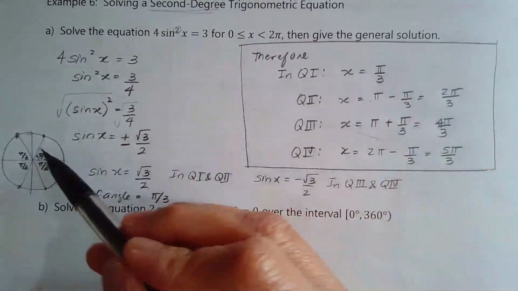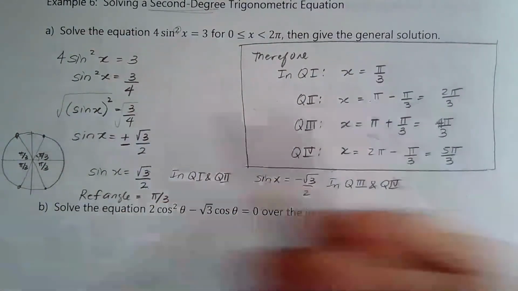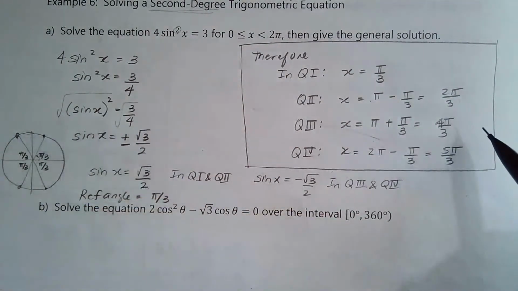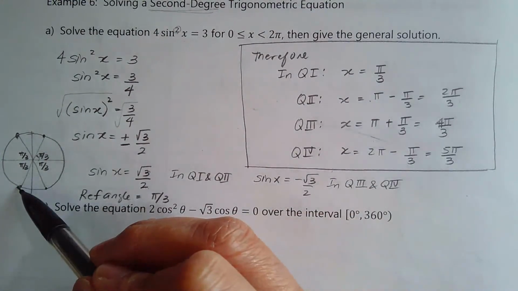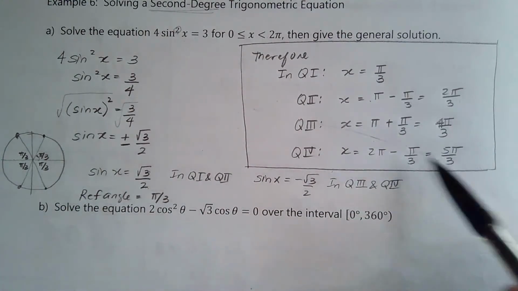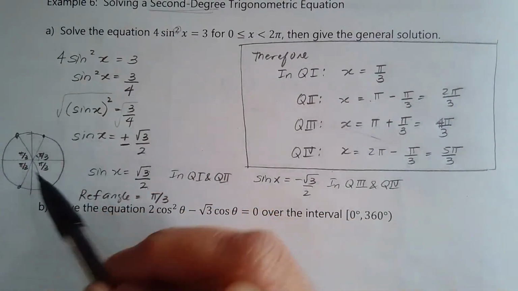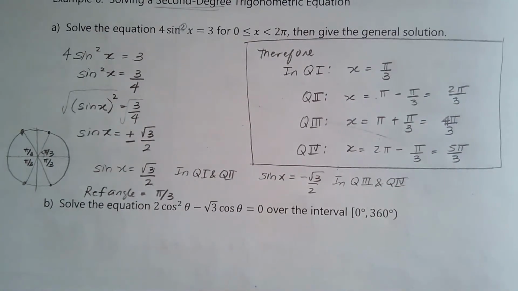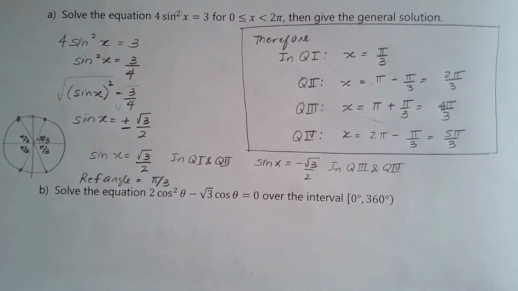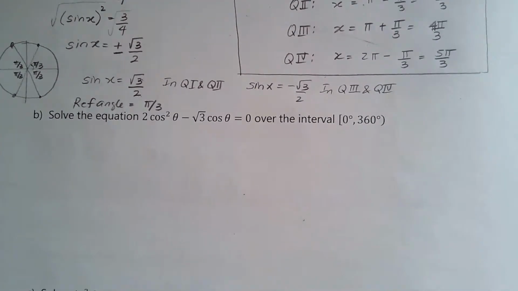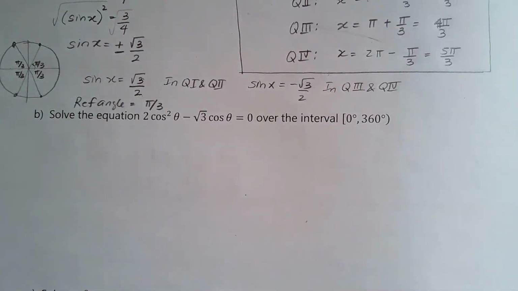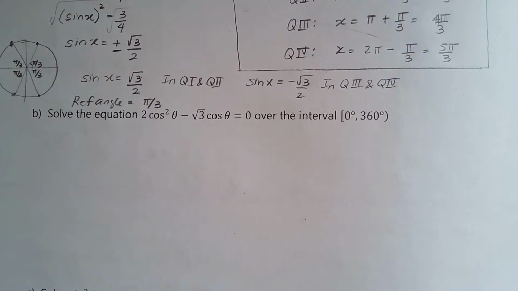Pi by 3 is right here, 2 pi by 3 is right there, 4 pi by 3 is this one, and 5 pi by 3 is this one. All of that is within 0 to 2 pi. Okay, so let's give the next one a try.